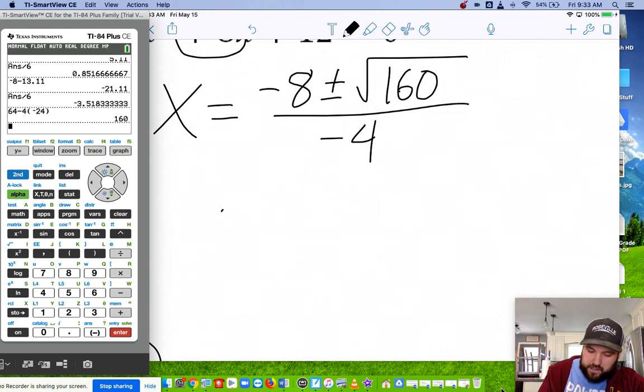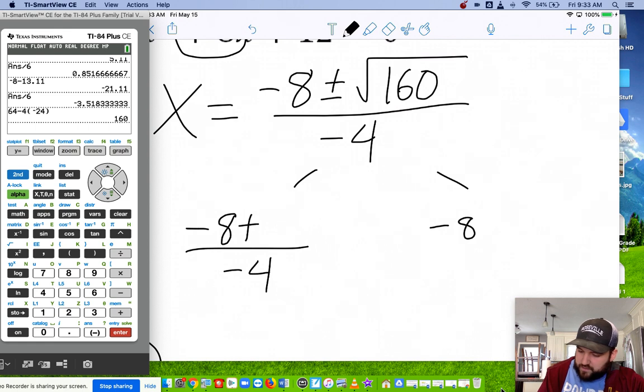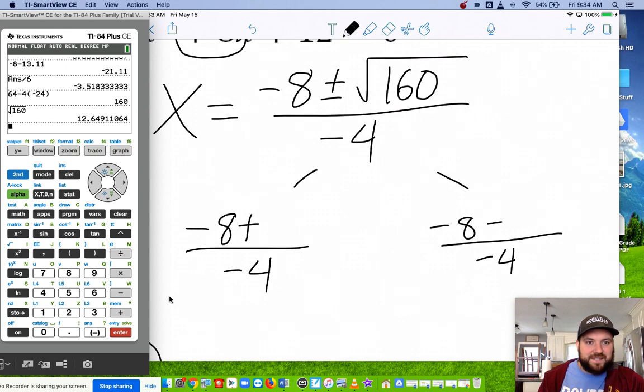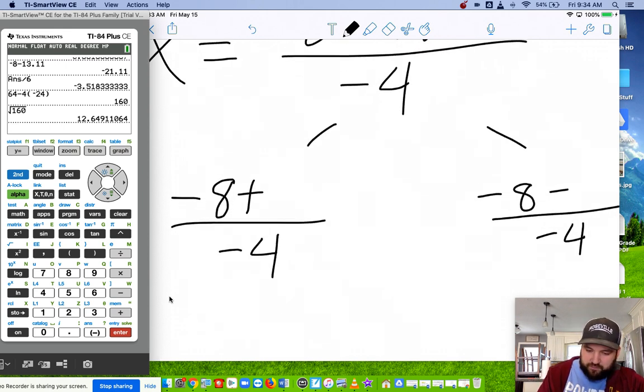Okay, so now I have negative 8. Here's what I'm going to do to kind of keep this a little shorter. I'm going to go ahead and split this up right away. Negative 8 plus, but I'm not going to write the square root of 160. I'm going to go ahead and type that in the calculator. Let's see what decimal we get. Square root of 160, 12.649, so that'll be 12.65.